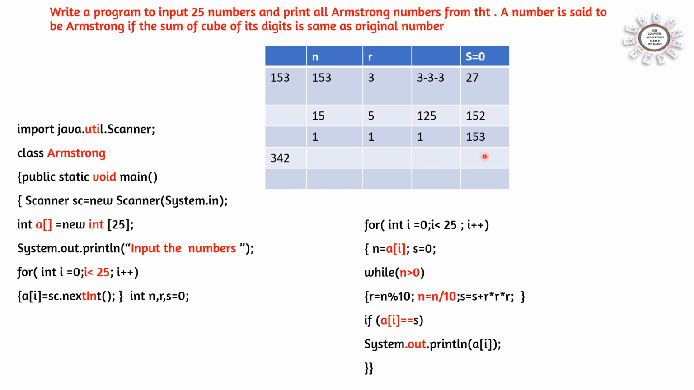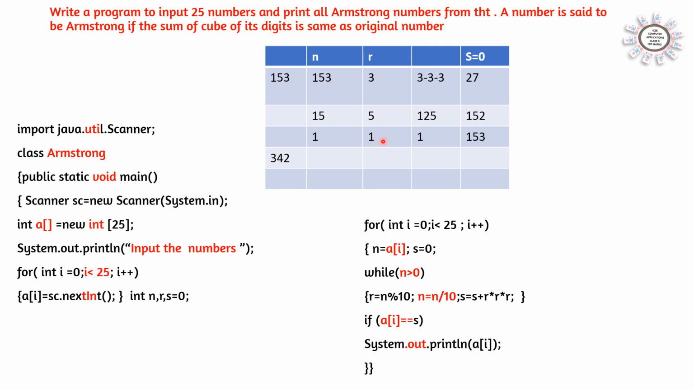So here s is equal to 0, and while n is greater than 0, we are separating the digits. R is equal to n modulus 10 and n is equal to n divided by 10. So here 153 divided by 10, remainder is 3, quotient is 15, which will go to n. Then 15 divided by 10, remainder is 5, goes to r, and quotient will come to n. And last time this number will come here. So we got the 3 digits.